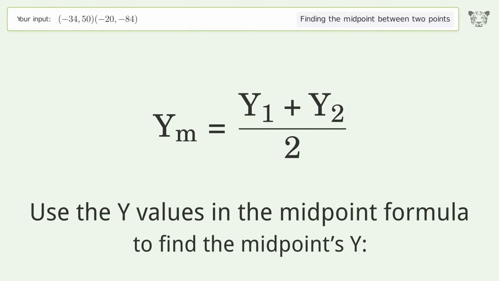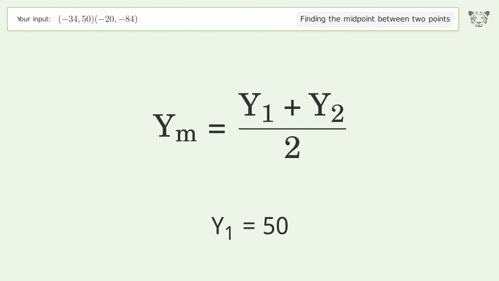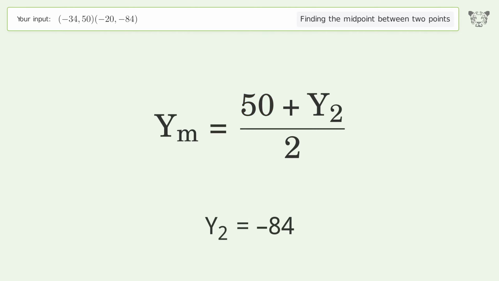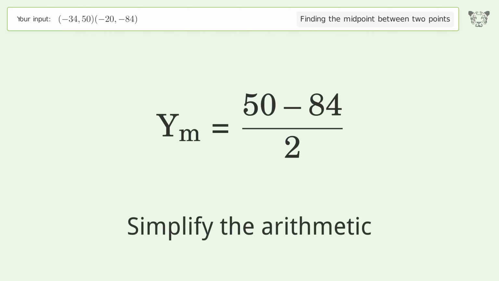Use the y values in the midpoint formula to find the midpoint's y. y1 equals 50. y2 equals -84. Simplify the arithmetic.